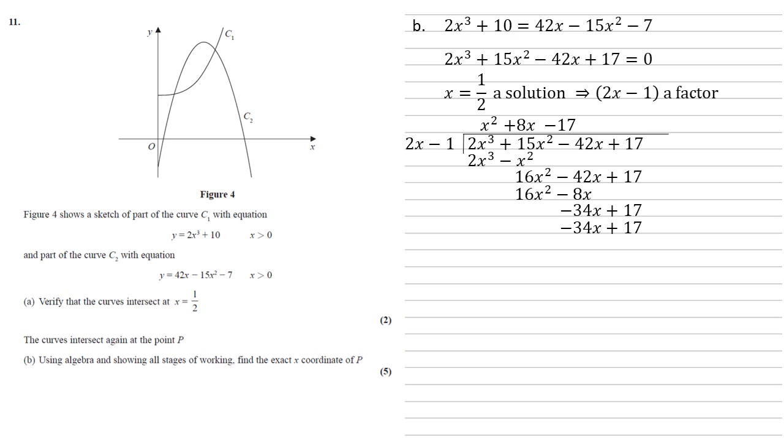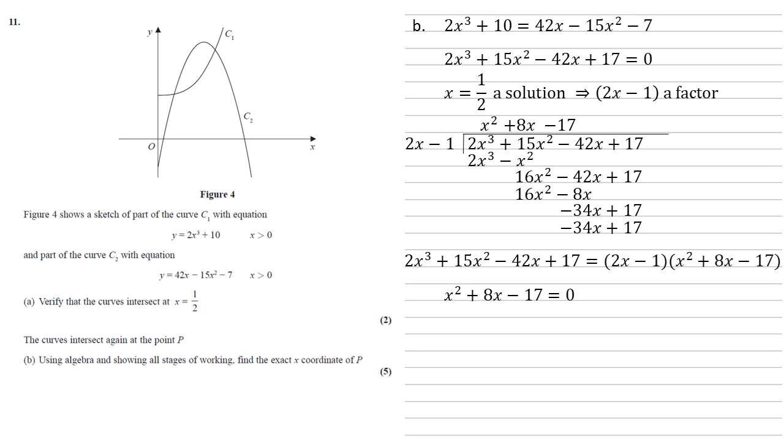Now we've done the long division, we've found that our original cubic is equal to 2x minus 1 times by x squared plus 8x minus 17. So the 2x minus 1 part of this gives us the x equals a half that we've already got. The answer that we're looking for, point P, must come from the x squared plus 8x minus 17. So let's solve that. We set it equal to 0. You can solve this any way you like, putting it into the calculator, whichever, is up to you.